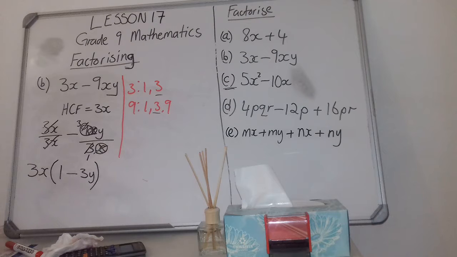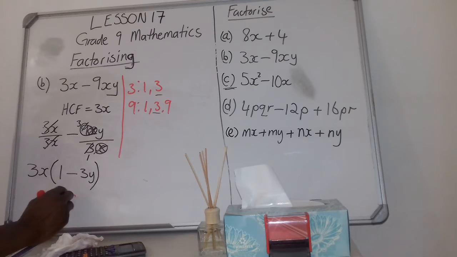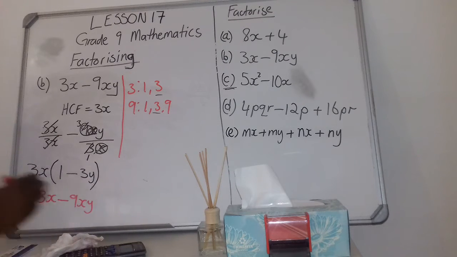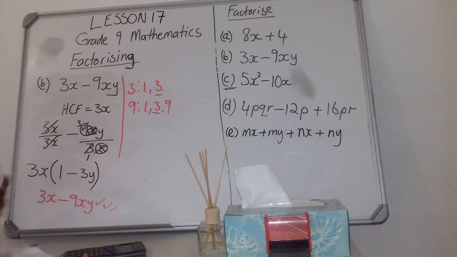So how do you know that you're right? Again, you remove the bracket. 3x times 1 will give you 3x. 3x times 3y will give you minus 9xy. So we are right. We have done the correct thing.